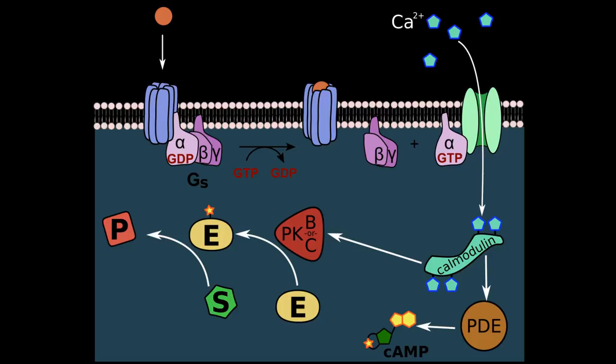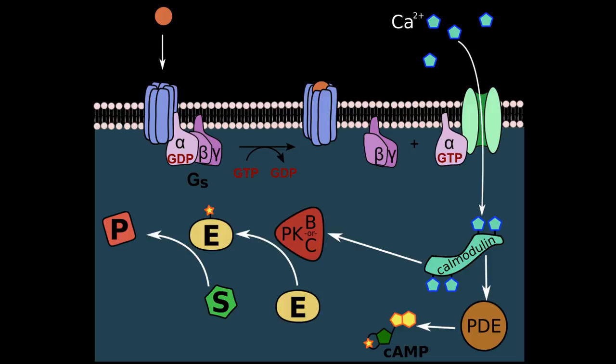Okay, so this starts out really pretty much the same. You have a ligand that binds to a G-protein coupled receptor, which is bound to a G-protein. It goes through the same thing here, where the alpha subunit breaks off as we replace GDP with GTP, and that's going to interact now, instead of with adenylyl cyclase, with a calcium channel. And that calcium channel is going to open and allow calcium to enter the cell.